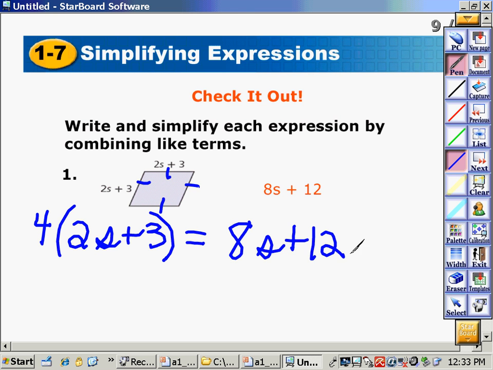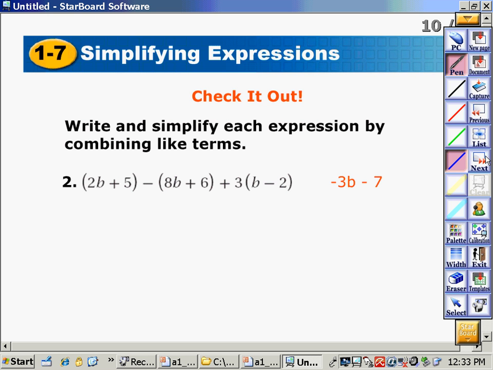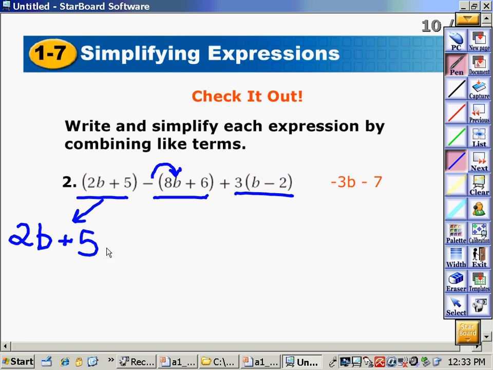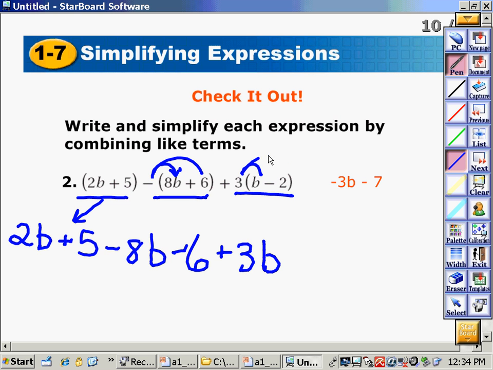Great job. Number 2, we have 3 sets of parentheses, and only 2 of them have something to do. The first one, I'm just going to drop and take off the parentheses. Be really careful with that b. It could look like a 5. Second set of parentheses, I'm going to need to distribute the negative. So that's a -8b and a -6. The 3 I have to distribute, 3b and -6. Be very, very careful with those 6's and b's.